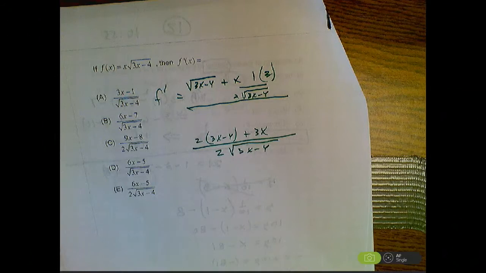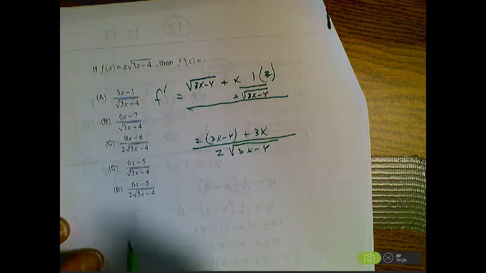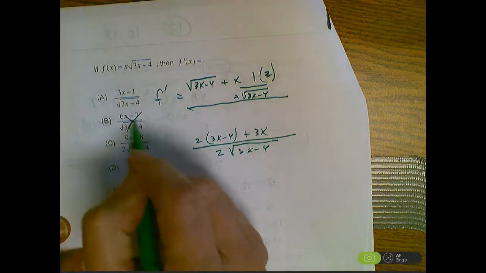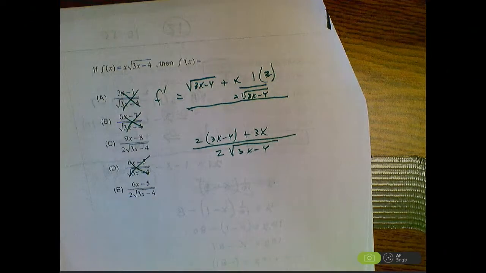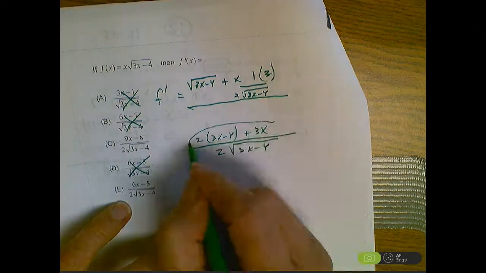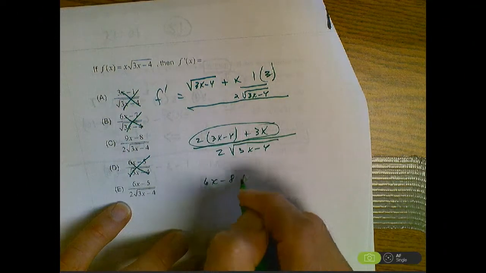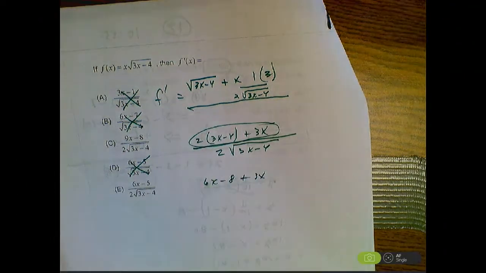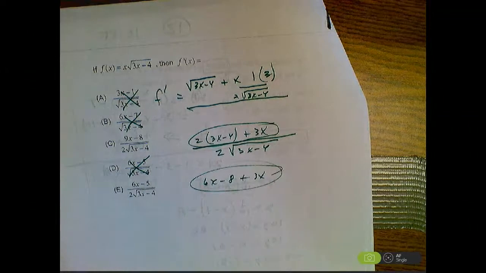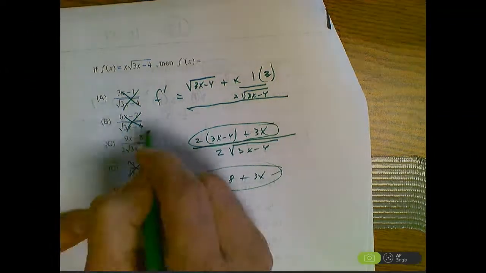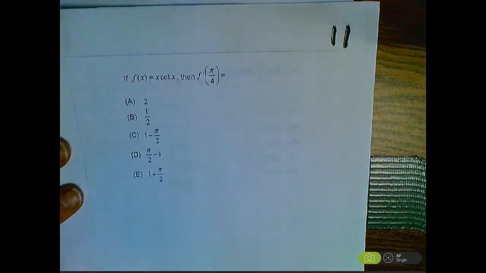Okay, now at this point, get rid of this answer, and this answer, because you know the denominators aren't there. So let's just work on the numerator now. 6x minus 8 plus 3x. We clearly could see that that is 9x minus 8. There's our answer. C. We're done. Okay. Continue. Number 11.